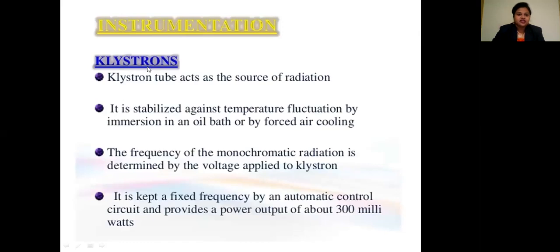So first part is the klystrons, that is the source of microwave radiation. The klystron tube acts as a source of radiations. It is stabilized against temperature fluctuations by immersion in an oil bath or by forced air cooling. The frequency of the monochromatic radiation is determined by the voltage applied to klystron. It is kept at a fixed frequency by an automatic control circuit and provides a power output of about 300 milliwatts.